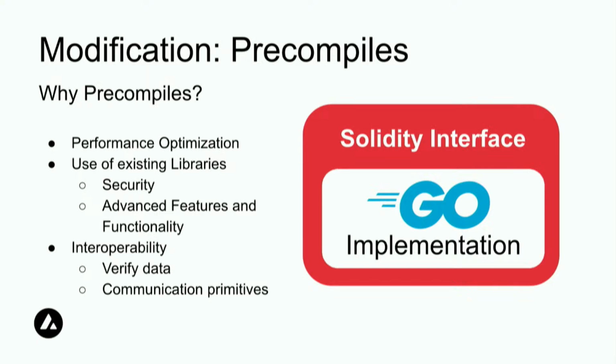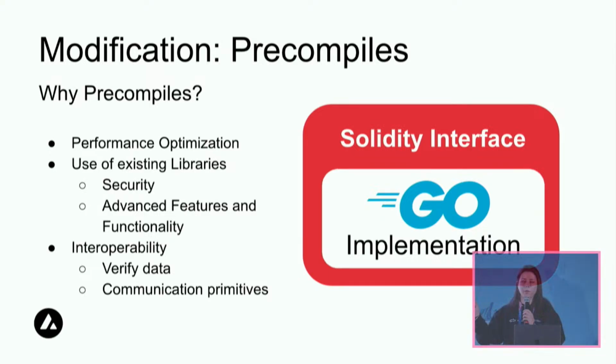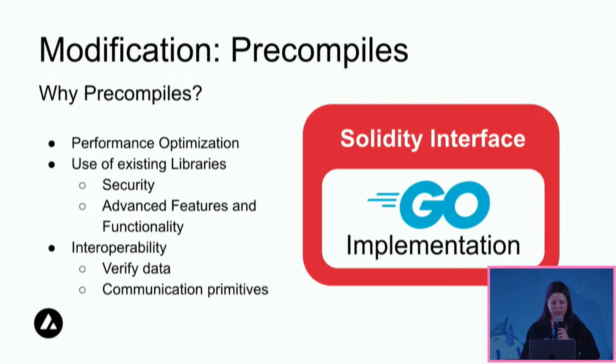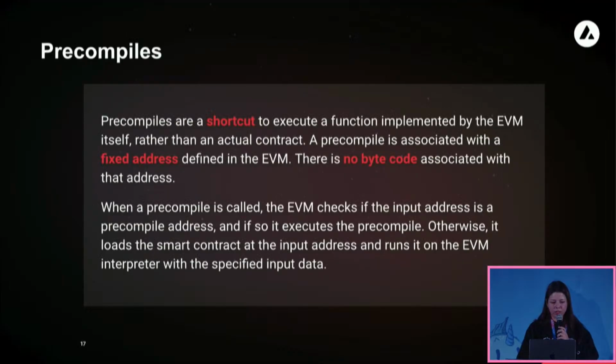So another thing is interoperability, to verify data on communication primitives. This is something that we actually use precompiles for, to communicate with different chains that are not EVM. So if we have some way to decode and encode data from one chain to another, we will be able to start communicating with chains that don't even have the same execution environment, such as the EVM. So that is actually what happened with Avalanche Warp Messaging, if anyone wants to go deeper into that. But for now, just think of the precompile as this wrapper on some Go implementation.